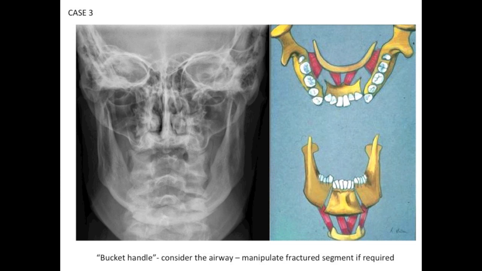If the bilateral fractures of the anterior segment are unfavourable, then the action of the suprahyoid muscles can pull the fractured segment and tongue posteriorly, which may cause airway compromise. If this eventuality occurs, then it is easily overcome by simply pulling the fractured segment anteriorly.